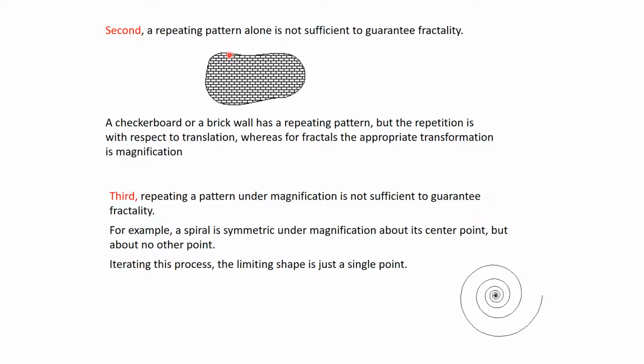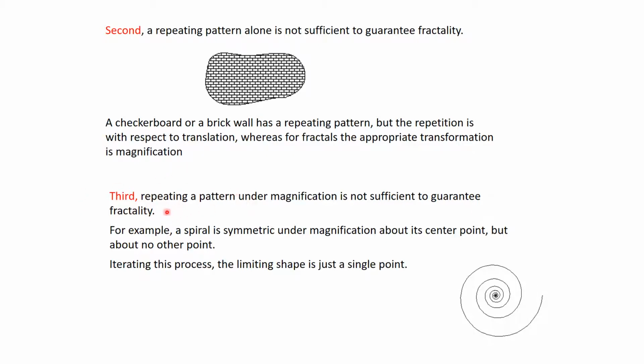Now the second thing, if you just have a repeating pattern like a brick wall, it is also not sufficient to guarantee fractality. Repetition does not mean fractality. Scaling under magnification means fractality. That's the key point you should remember. A checkerboard, a chessboard, or a brick wall do have a repeating pattern, but this repetition is just translational symmetry. It's not fractality. Whereas for fractals, the appropriate transformation is magnification. If you magnify the thing and things still remain the same, then it is a fractal.